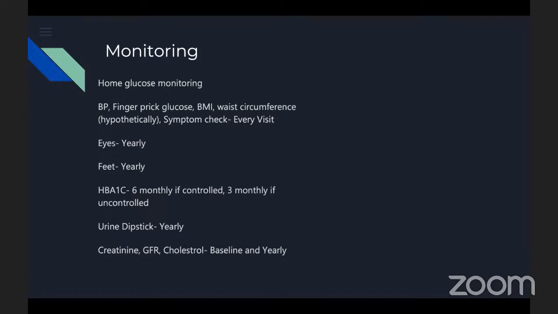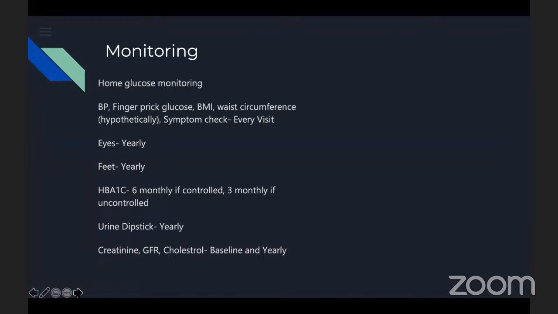Then at every single visit, it's important to do a blood pressure, finger prick glucose, and then hypothetically, it would be nice to do BMI and waist circumferences at the clinic every visit, but I know that doesn't always happen. Then it's also important to ask patients about symptoms that they experience, especially for things such as diabetic neuropathy. So looking for signs like sensory loss, unsteadiness on their feet, any peripheral pain that they're experiencing, or erectile dysfunction, because this could also help you indicate how controlled their sugars are.